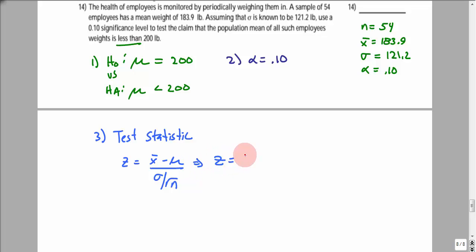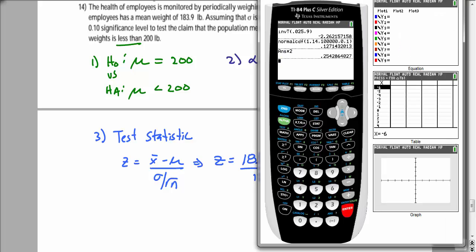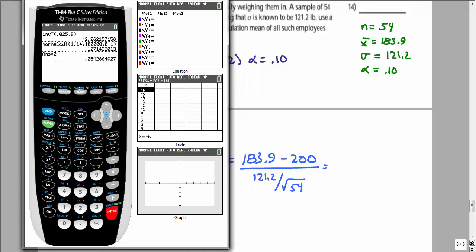So x bar is 183.9, mu is 200, sigma 121.2 divided by the square root of 54. Now again, you have to be very careful about how you plug this into your calculator in order to get the denominator correct. So in the numerator, in parentheses, I have 183.9 minus 200, close parenthesis, divided by, open parenthesis, 121.2 divided by the square root of 54, and then you can arrow out and close those parentheses. So we have to make sure you have all of this in parentheses in the numerator and denominator.